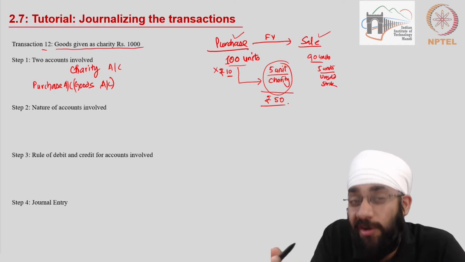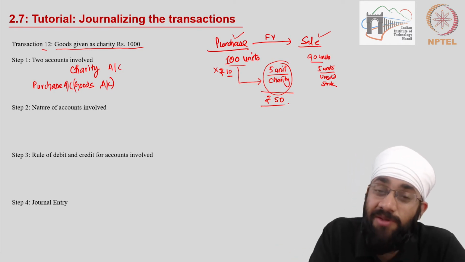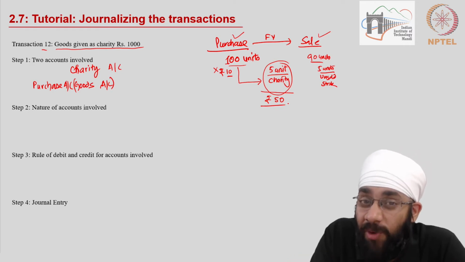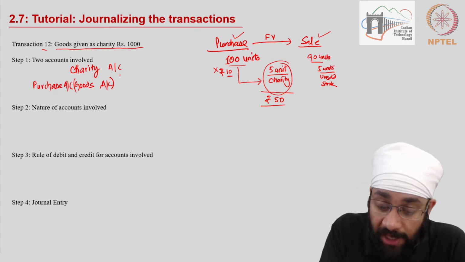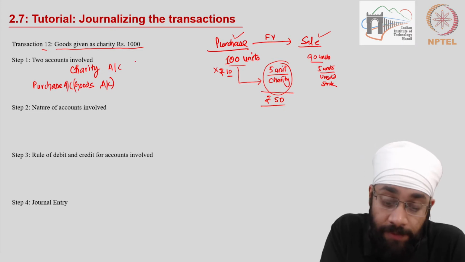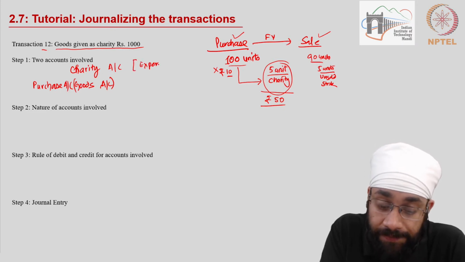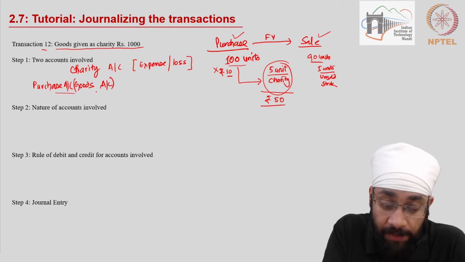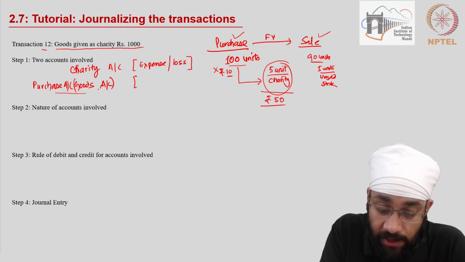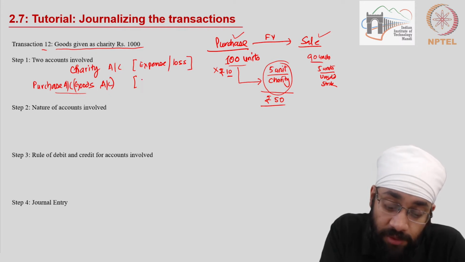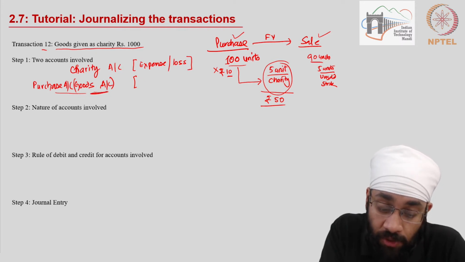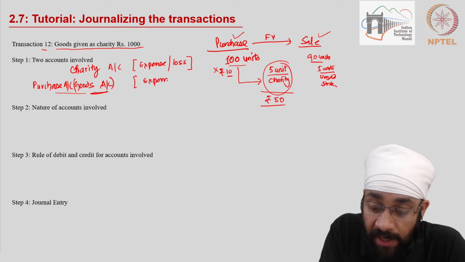It's an expense, it's a loss in a way. However, charity is also thought of as a kind of advertisement for the business, so you consider it as an expense. So charity account is going to be representing the expense or the loss for the business, and the purchase account on the other hand represents your goods. So you think of these only as goods, although we know purchase is also considered an expense account.